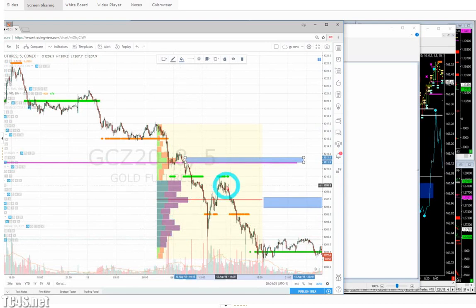So that could be the distribution. So I'm not really that interested in that, am I? I'm not really interested in the volume at the bottom, because that's distribution volume. And we can tell it's distribution because we've already established what a short covering rally looks like, and we've already established what a long accumulation looks like, and they look completely different.